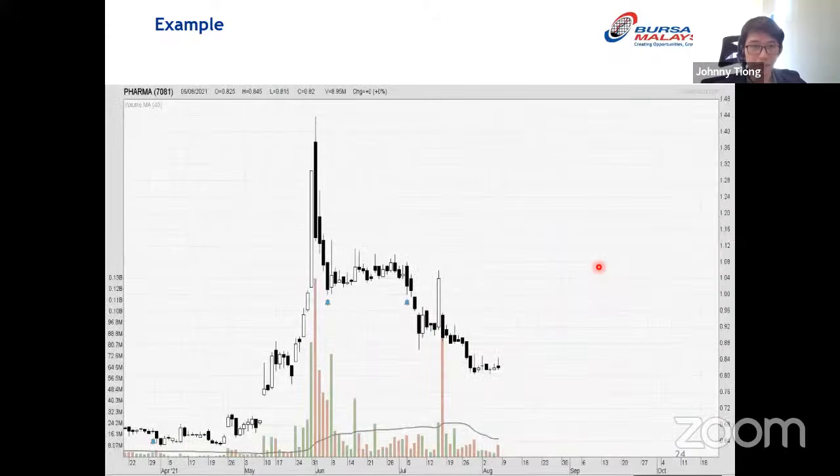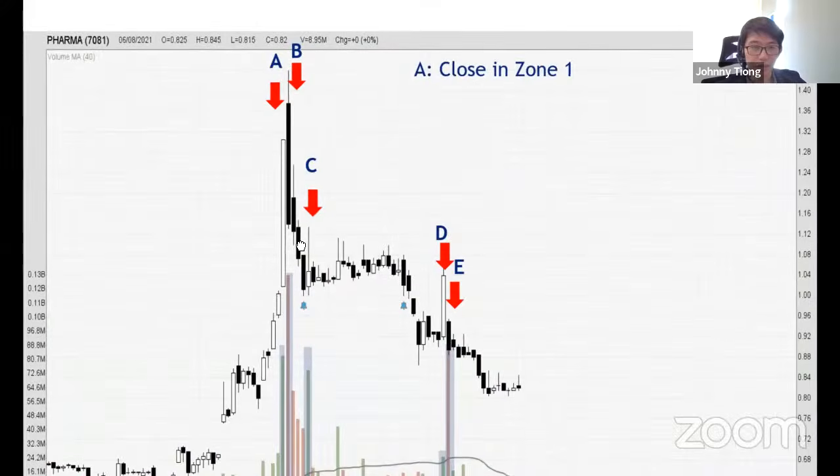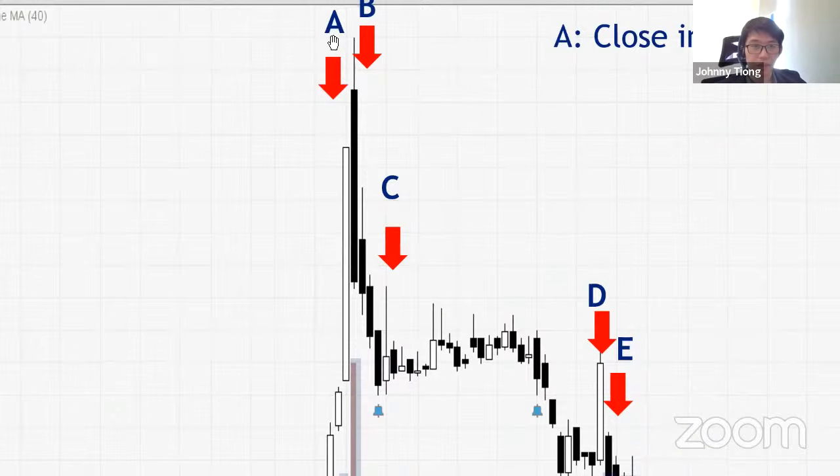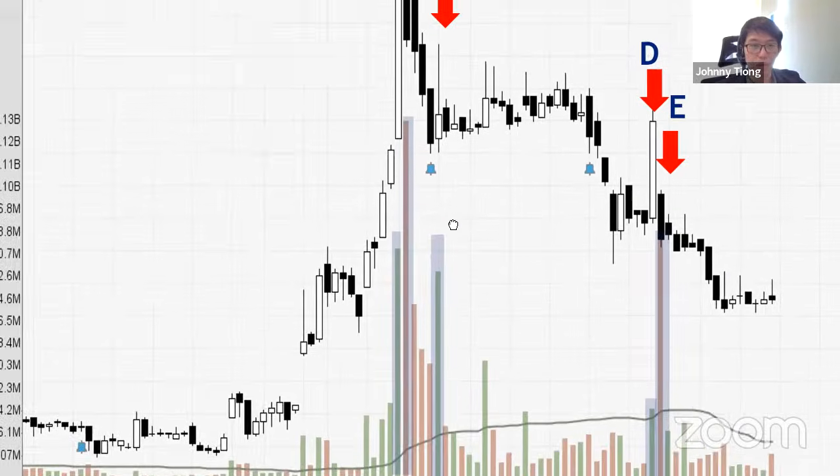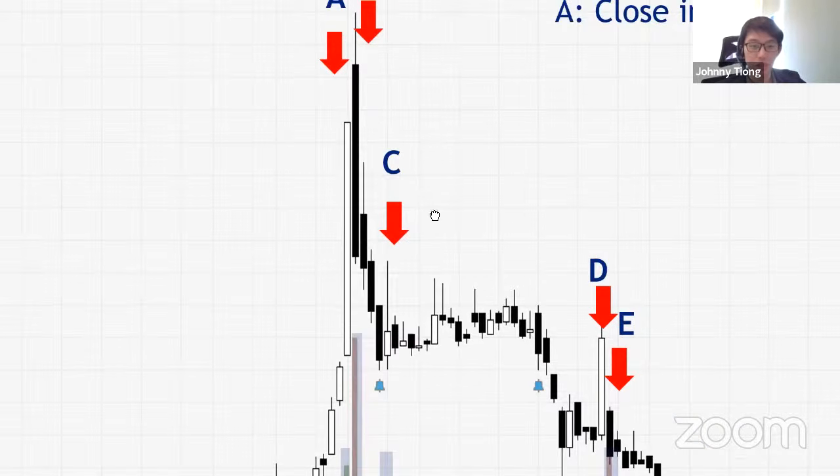Then we look at this one, Pharma, one of the pharmaceutical companies in Malaysia. Again, we pick around five candles, sorry, five volumes, which is quite high. Then we look at the price. Candle A, we look at the volume. Woo, high volume, close in zone 1.